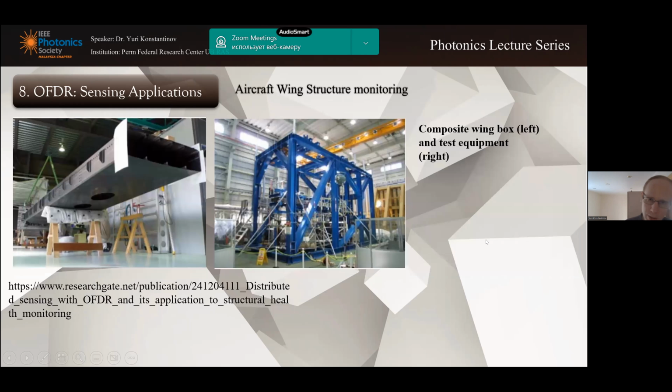Another application is aircraft wing structure monitoring. You can search this using the internet. You can find out that there are a lot of publications related with this. On the left slide, you can see the composite wing box and the test equipment for this. It is on the right slide.